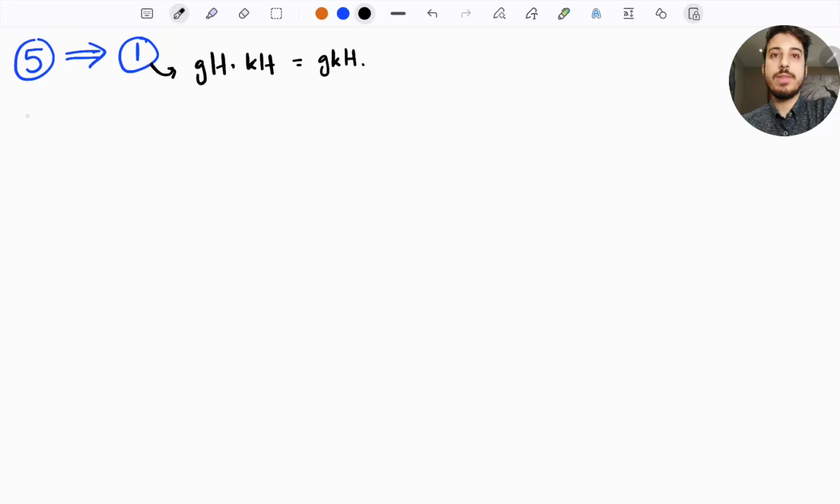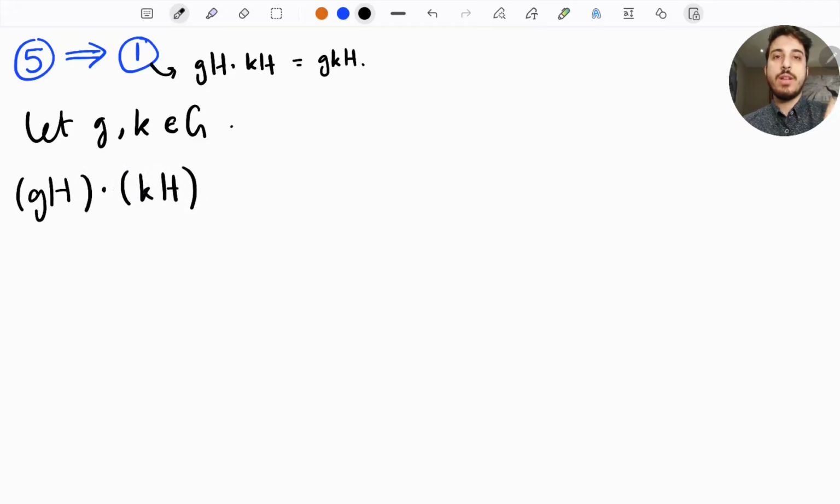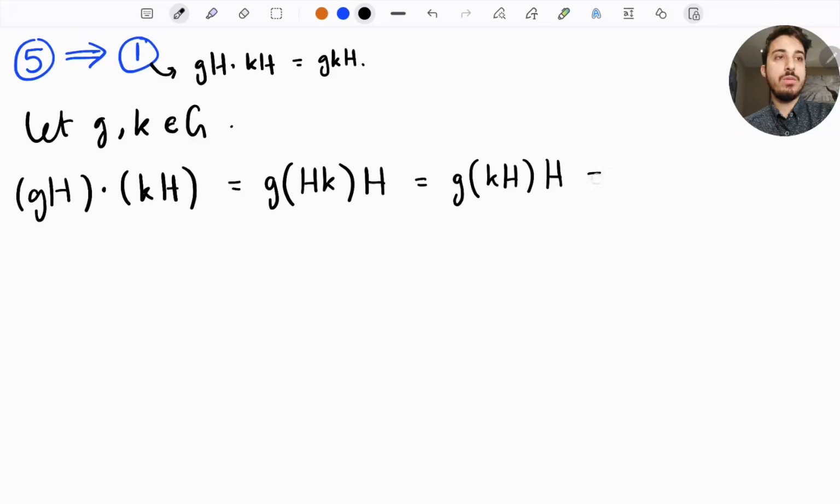So to prove that, we say let G and K be elements in G. And then I just directly compute GH times KH. I find that GH times KH is exactly equal to G(HK)H. And this, I can use now the fifth statement to say that HK is equal to KH because H is a normal subgroup. So this is equal to G(KH)H. And this is equal to GKH. Now, why is that true?